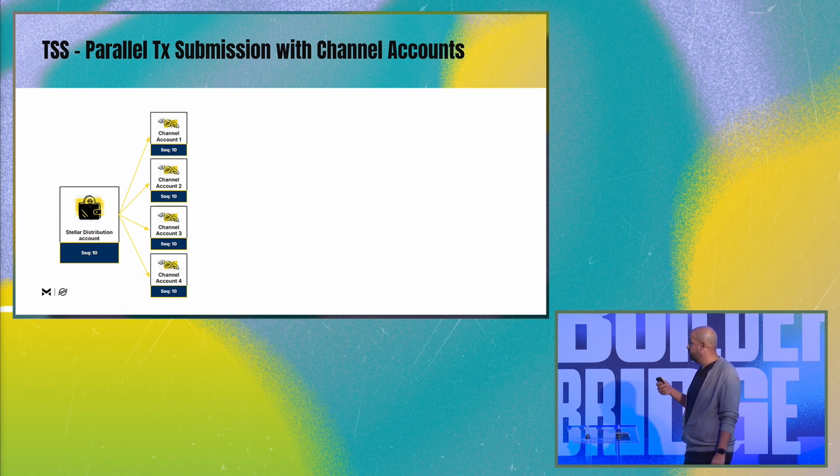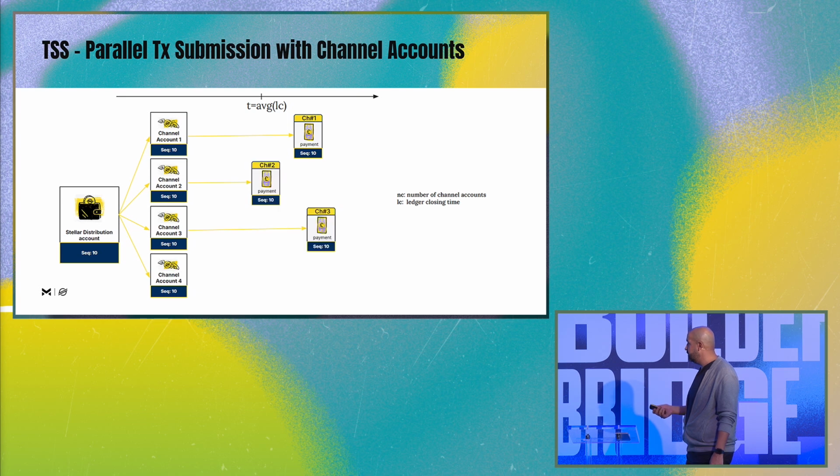From your distribution account, you're going to be creating a number of channel accounts. In this case, we created 4 channel accounts. Each of them is going to have their own sequence number, so that's not going to be a problem in that regard. Then you're just going to be dispatching payments, one payment from each channel account at a time. This is what gave us the best performance when working on this.